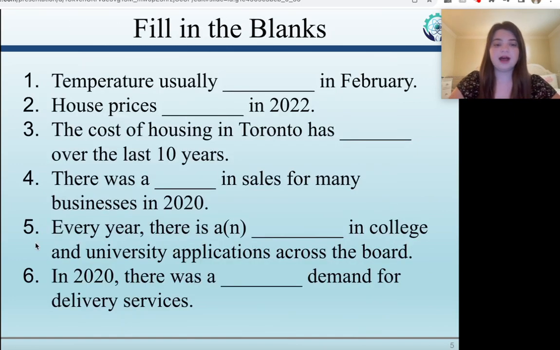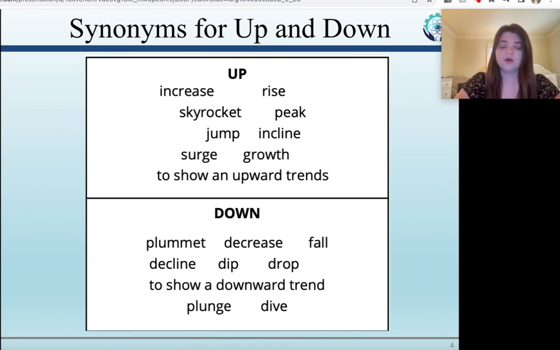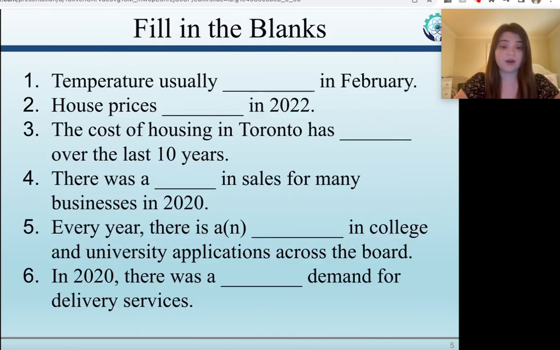Okay. Number 5. Every year there is a or an blank in college and university applications across the board. I would say probably increase makes the most sense for me here. There is an increase in college and university applications across the board, or a rise or a growth, something like that. I probably wouldn't necessarily say a skyrocket, right? Because it's not like one year there's going to be 10,000 and the next year there's like 30,000. It's not like a skyrocket per se, but there certainly is a gradual increase of university and college applications across the board.